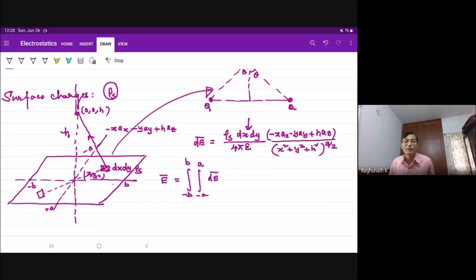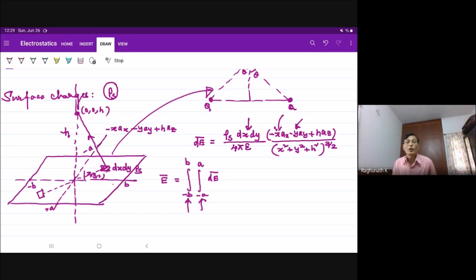Anyway, in this, the X component integral is X by root of X square plus Y square plus H square whole cubed. Odd function in X. In symmetrical limits, it is 0. Y component, Y by something, odd function in Y, integral in the symmetrical limits is equal to 0.